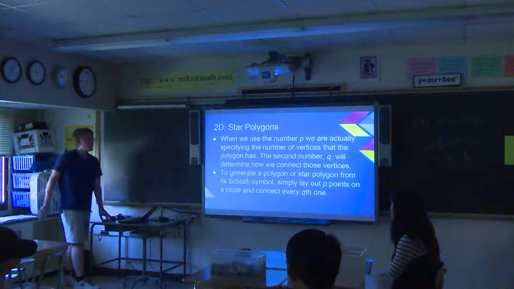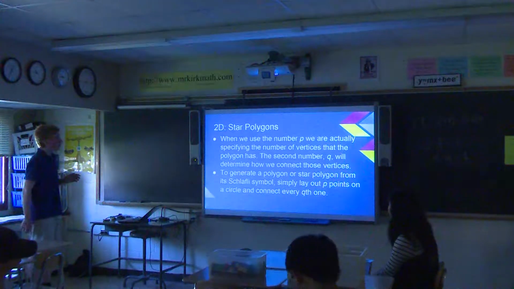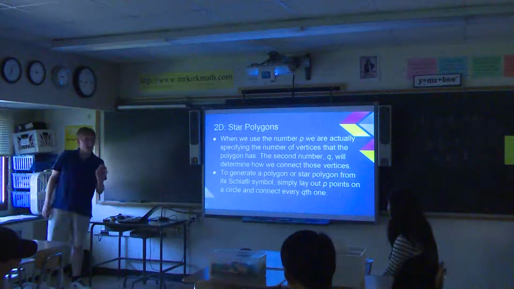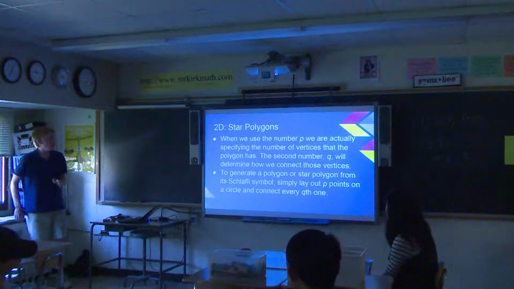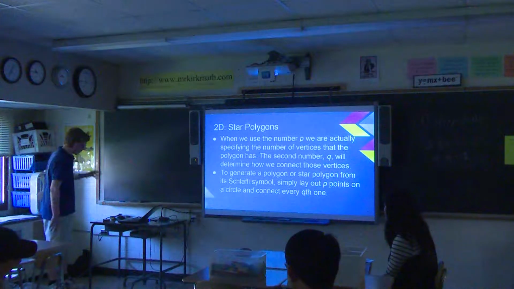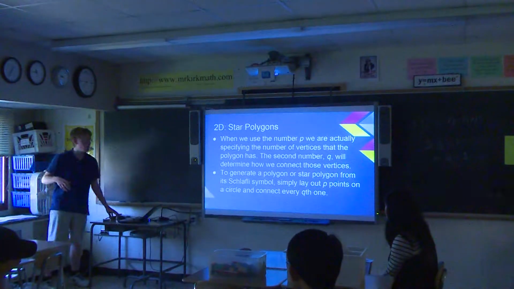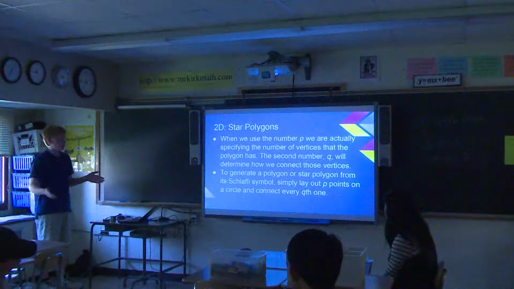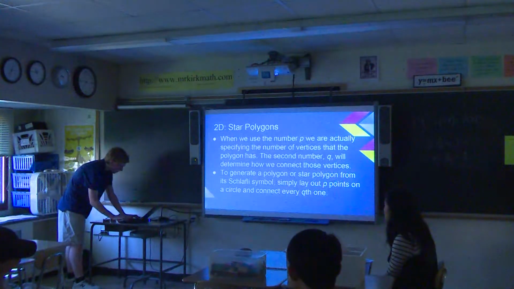You can also define what are called star polygons, however. And so the number P is not actually the number of sides, but more specifically the number of vertices. And the second number determines how we connect those. So generally, to generate the polygon from its Schlafli symbol, you lay out P points on a circle and connect every qth one. So what does that mean?